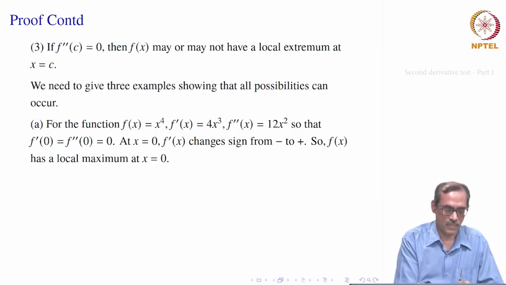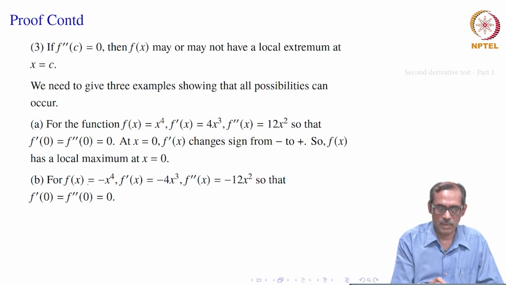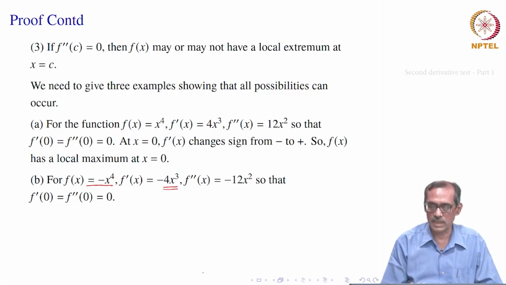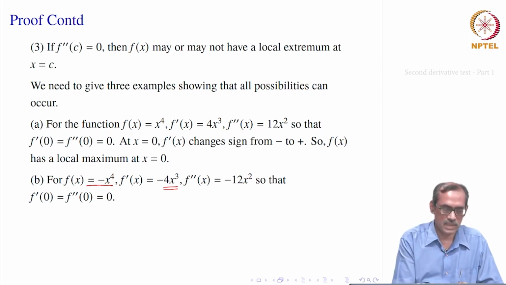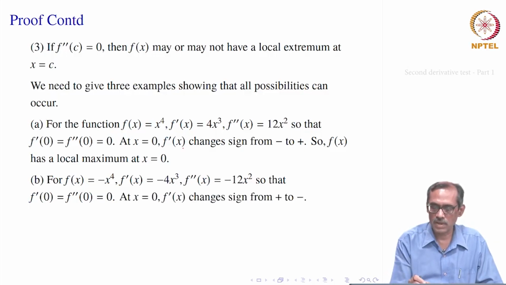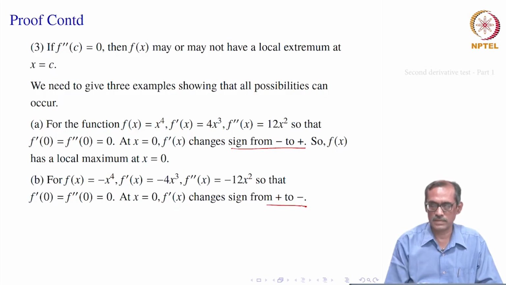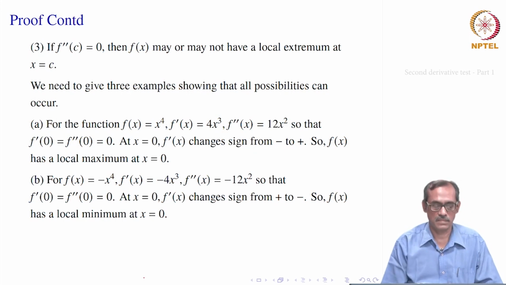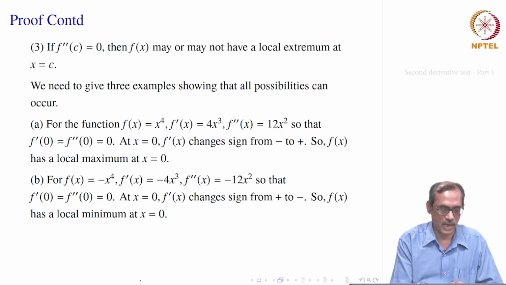This is a function. Now, let us take another example, say f of x equal to minus x to the fourth. So, similar thing happens here, again x equal to 0 is a critical point and f double prime is also 0. f double prime remains continuous in a neighborhood of the critical point x equal to 0, but f double prime is 0 now. So, in this case what happens? f prime x earlier was changing sign from minus to plus, now it will change sign from plus to minus. Therefore, there is a local maximum at x equal to 0. Okay.